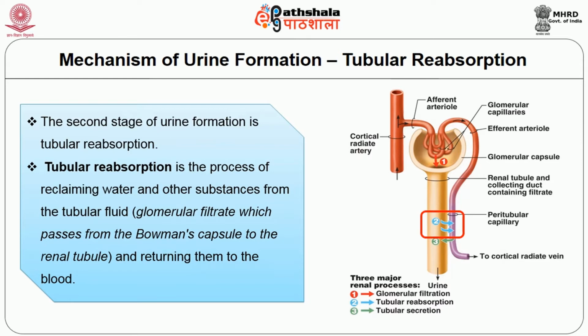The renal tubule is very long, which increases its absorptive surface area. It reabsorbs about 65% of the glomerular filtrate while it removes some substances from the blood. Tubular reabsorption is the process of reclaiming water and other substances from the tubular fluid.